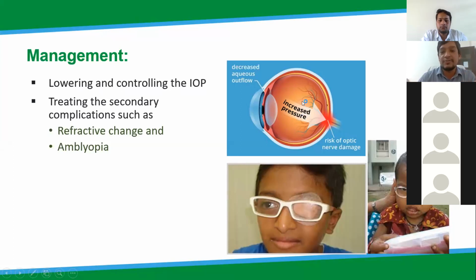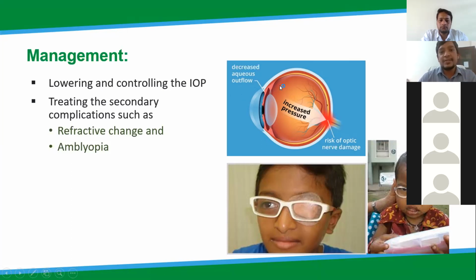This is always the first step. So decrease the pressure, and there are different modalities to do it. We can go for surgery. We can go for different kinds of drops and systemic medication. It depends on the treating surgeon, the ophthalmologist, who will decide what is the best thing to do for the child.